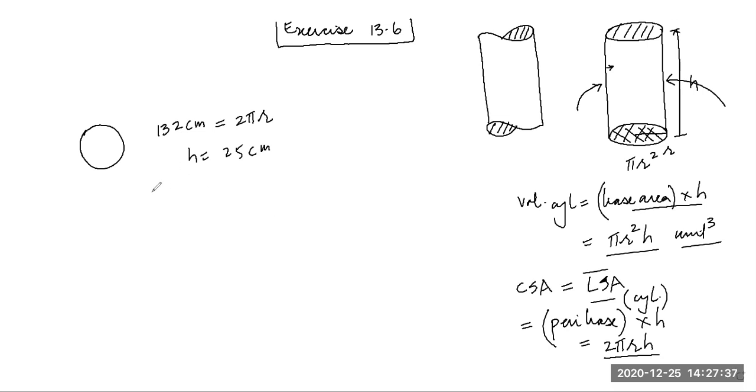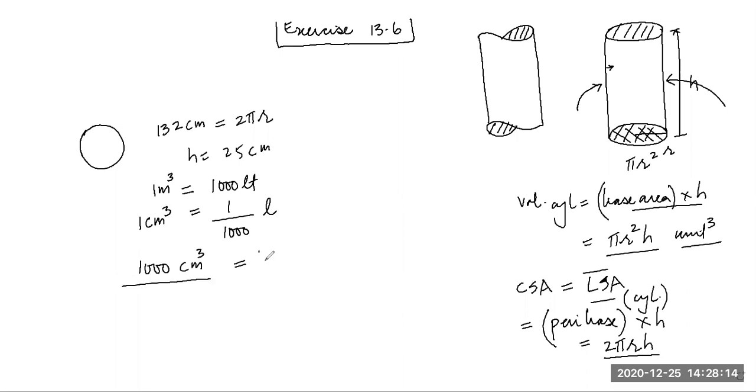So students, yesterday I told you how many liters of water a 1 meter cube container can hold. 1 meter cube holds 1000 liters. Also, I will tell you, students, that 1 centimeter cube can hold 1/1000 of a liter, or you can say 1000 centimeter cube is equal to 1 liter. These both formulas you must remember.